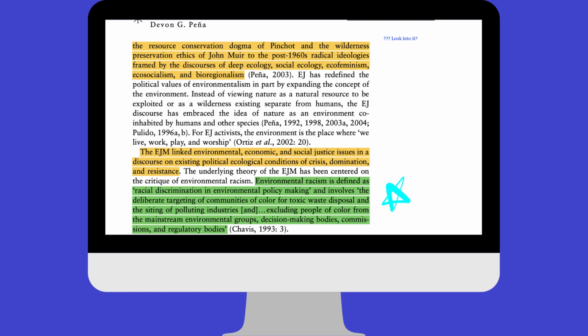And then we have this last piece, right? Environmental racism is defined as racial discrimination in environmental policymaking and involves the deliberate targeting of communities of color for toxic waste disposal and the siting of pollution industries, and excluding people of color from the mainstream environmental groups, decision making bodies, commissions, and regulatory bodies. So I highlighted it green, right? Because it says environmental racism is defined as, automatically a definition, but on top of that, I thought it was a really interesting point and one that I personally am going to comment on in class, or at least plan to. So that's why I put the star next to it.